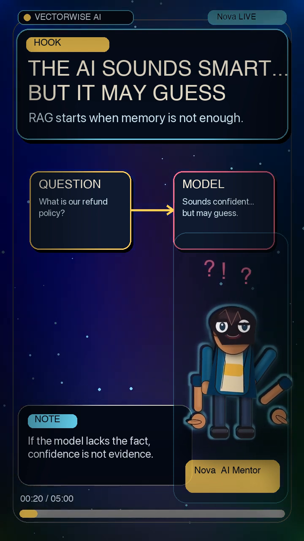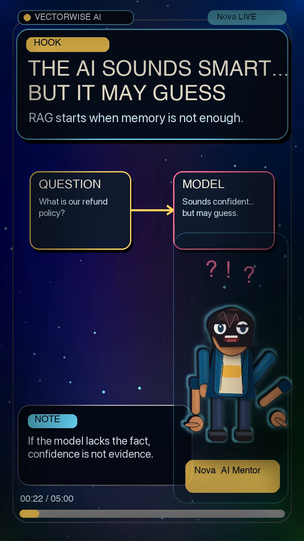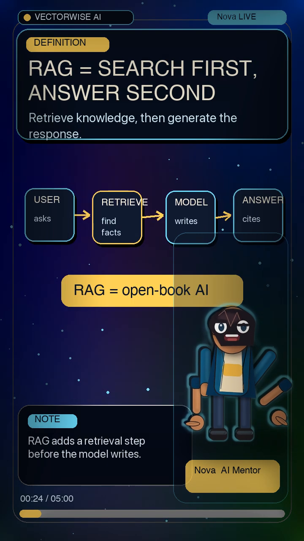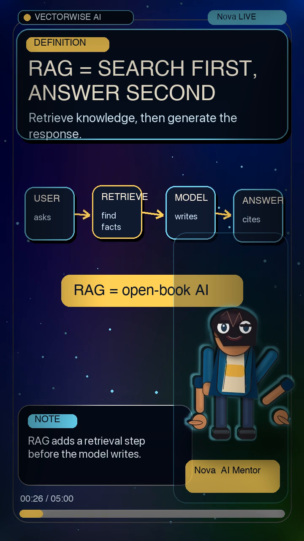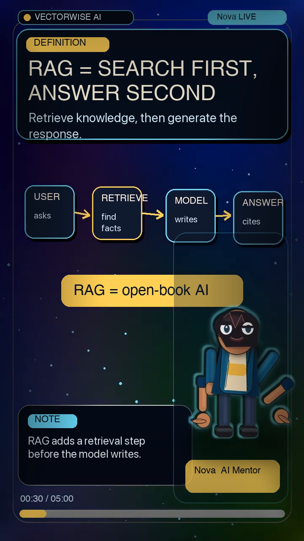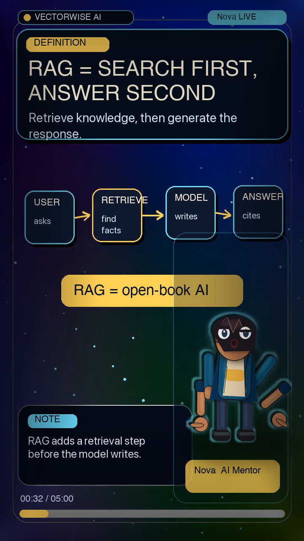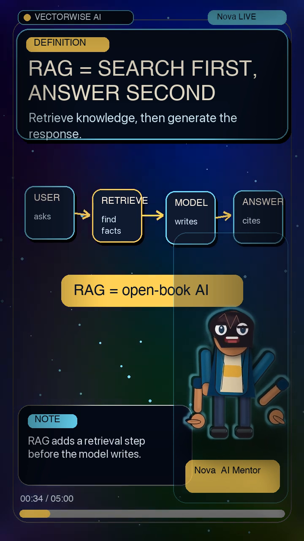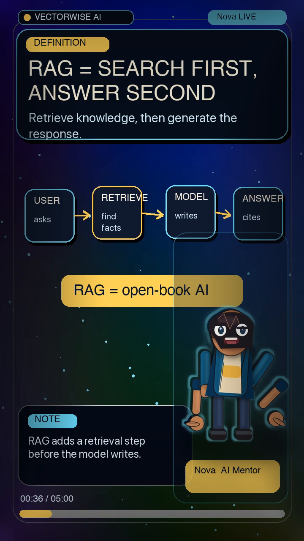RAG means Retrieval-Augmented Generation. In plain English, before the model answers, we first retrieve the most useful knowledge. Then we give that knowledge to the model as context. Then the model writes the answer. The model is still the writer, but retrieval becomes its open book.